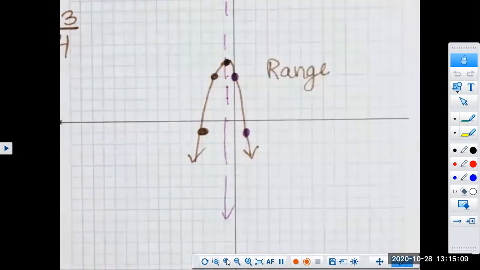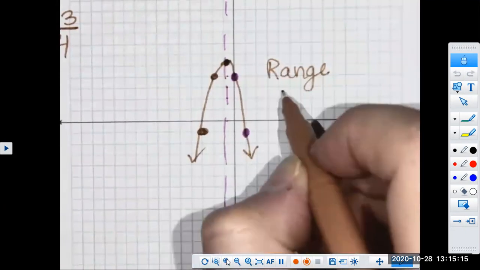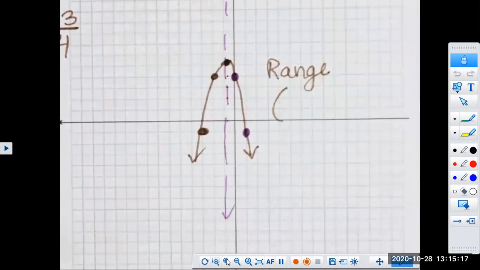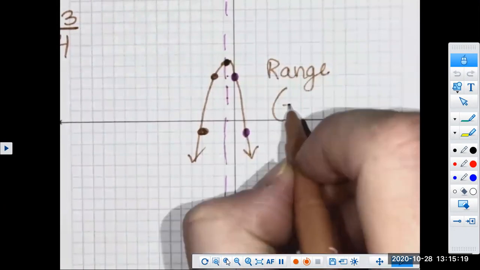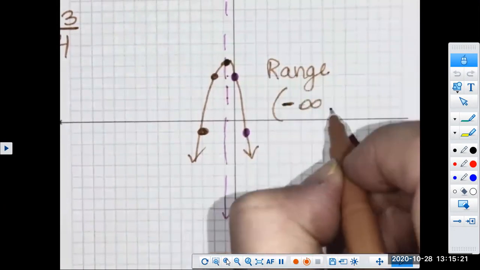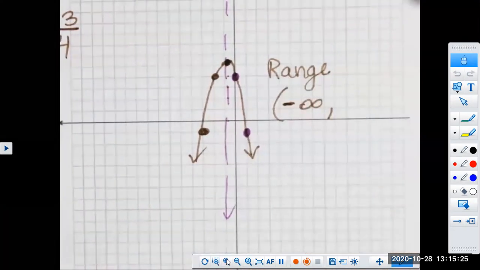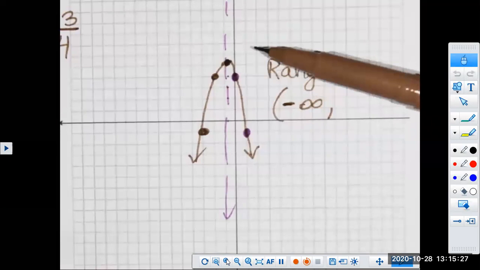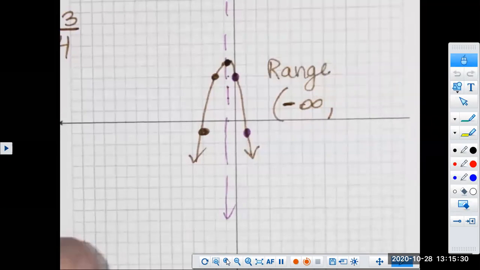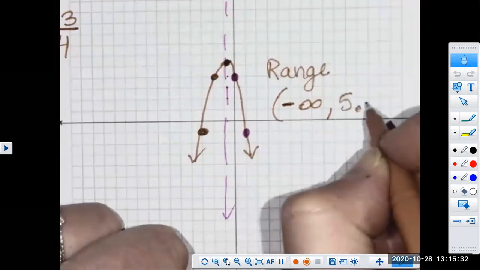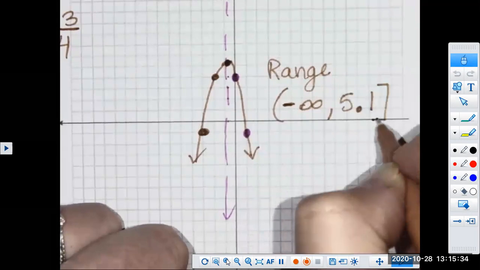What is your range? How far down? We always look at how far down it goes first. How far down is it going? Good. It's going down to -infinity. Infinity always gets a parentheses. How far up is it going? It's going up to 5.1. And it's touching that point, so put a bracket.